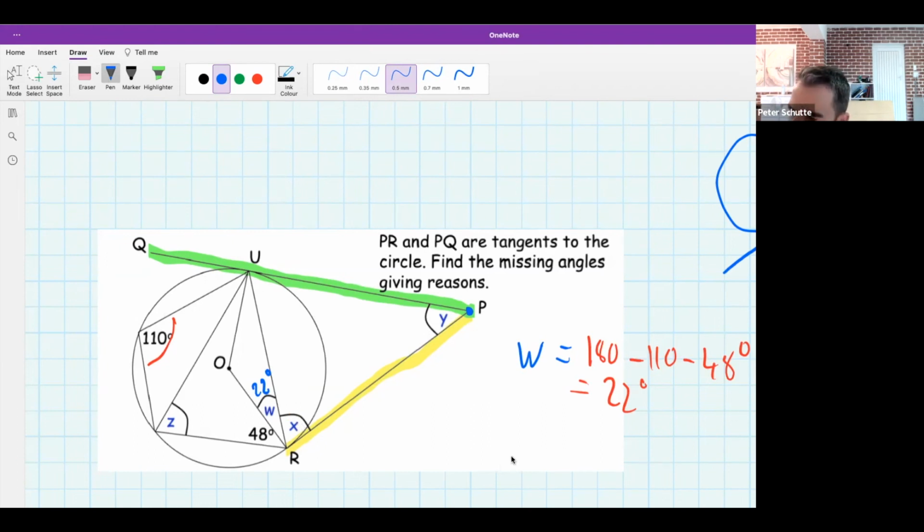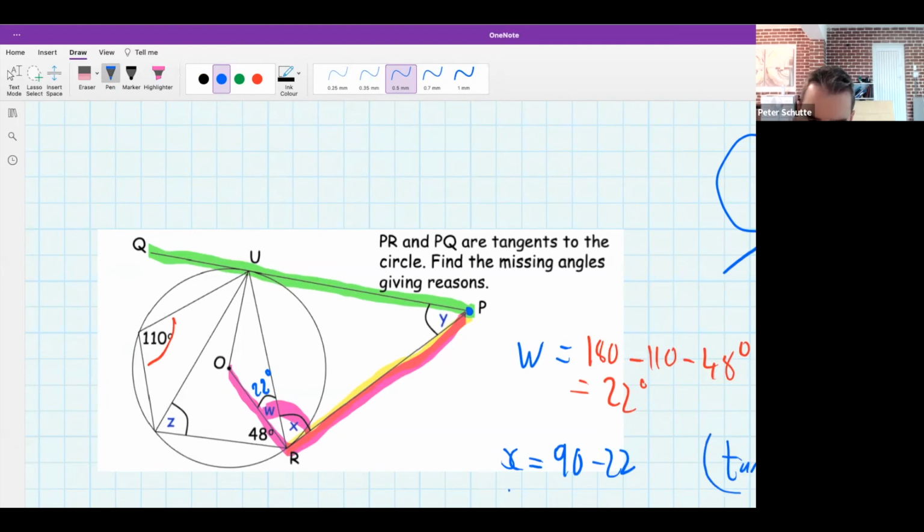I was thinking X is going to be, okay, let me point this out to everyone. This is a radius, this is a tangent. And so what do we know about the angle? We know this is 90. So because that's 90 by the tan radius theorem, we can just go that X is 90 minus 22. Tan radius. And so X would be 68 degrees.